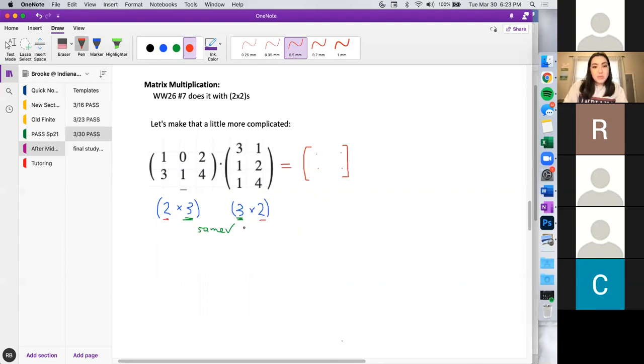So these two numbers, it won't always be a square matrix. I could have a matrix that was like a 3 by 3 here. These inside numbers will still be the same, so we're good. But then the product is now going to be a 2 by 3. So it won't always be square. It'll just be whatever those dimensions are.